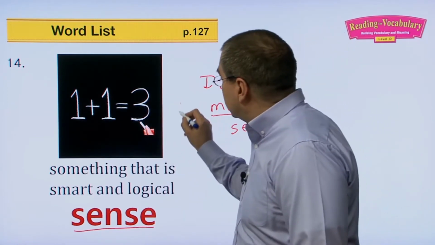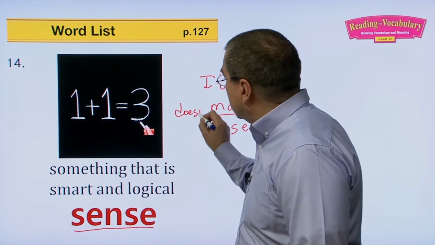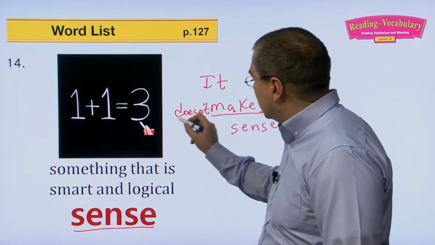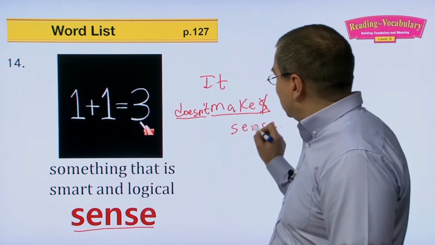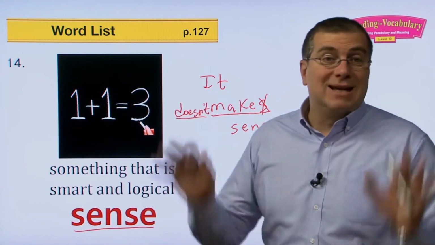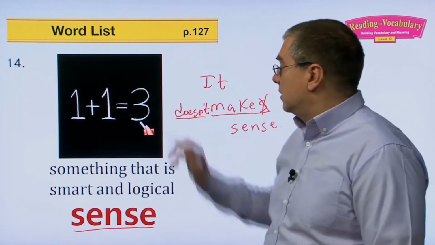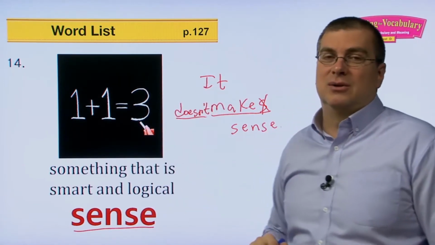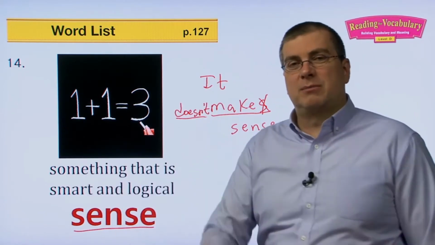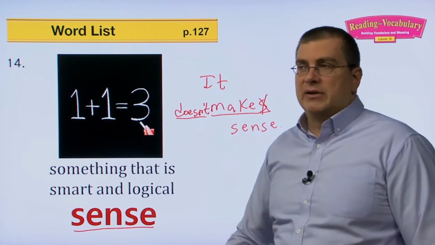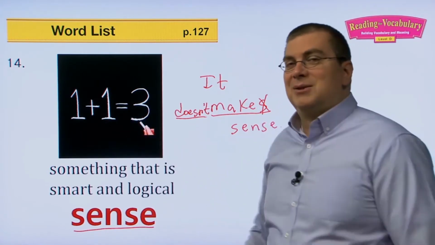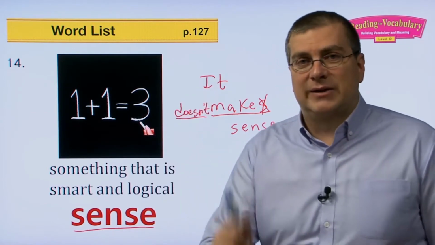Now, this doesn't make sense. It doesn't make sense, and then we use S because of doesn't. It doesn't make sense. 1 plus 1 equals 3. That doesn't make sense. Okay, it's not smart, it's not logical. So when we use the word sense, we use it to describe something that's smart and logical. That makes sense. That's logical. When something is not logical, we say it doesn't make sense.